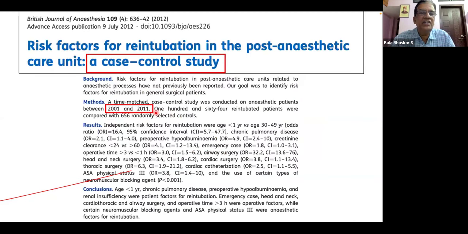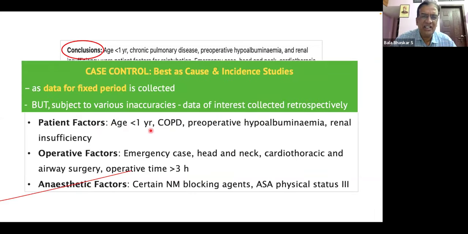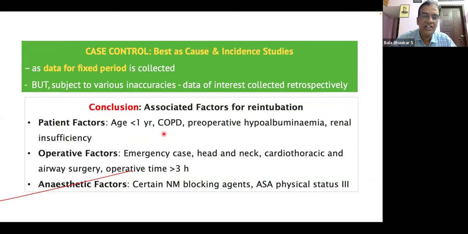In fact, there was this publication which spoke about risk factors for reintubation in the post-anesthetic care unit, a case control study where they carried this out from 2001 to 2011. They went back in time and tried to find out how many patients had reintubation. They also found certain associated factors for reintubation. Among patient factors, young patients, those with COPD, and hypovolemia were at greater risk of reintubation. Operative factors, as I told you, were prolonged duration of surgery and cardiothoracic procedures. Anesthetic factors included certain neuromuscular blocking agents and ASA status 3. All of them were more likely to require reintubation. So these types of studies are best suited as incidence studies. We can say this many patients needed reintubation.